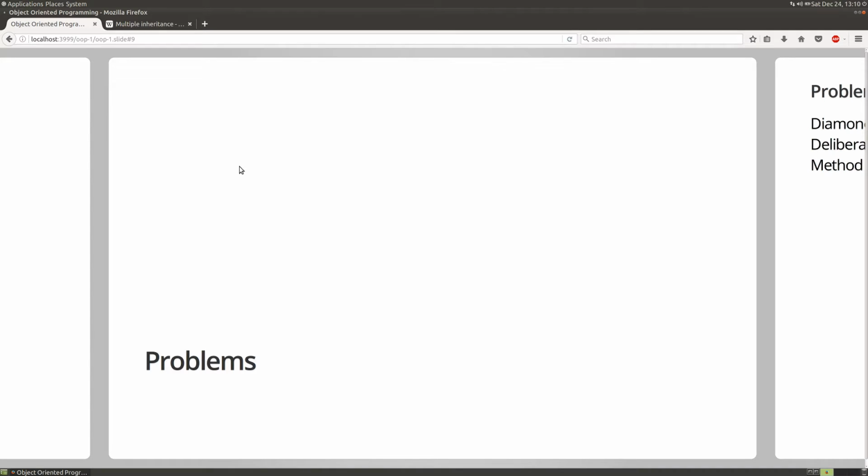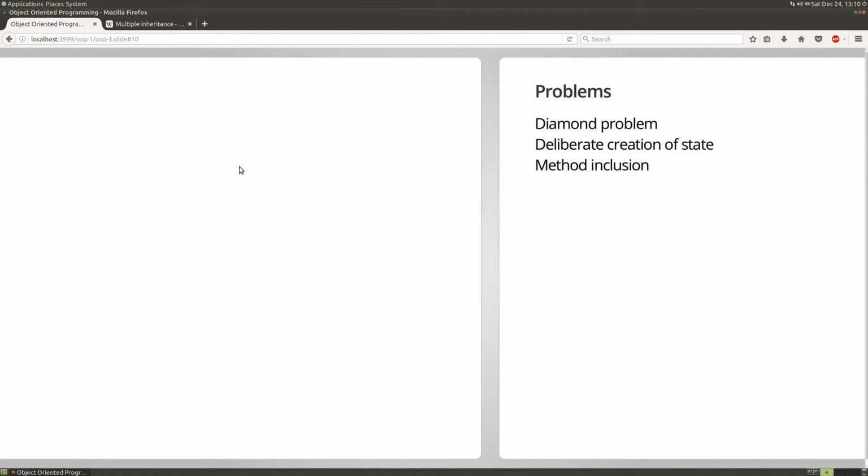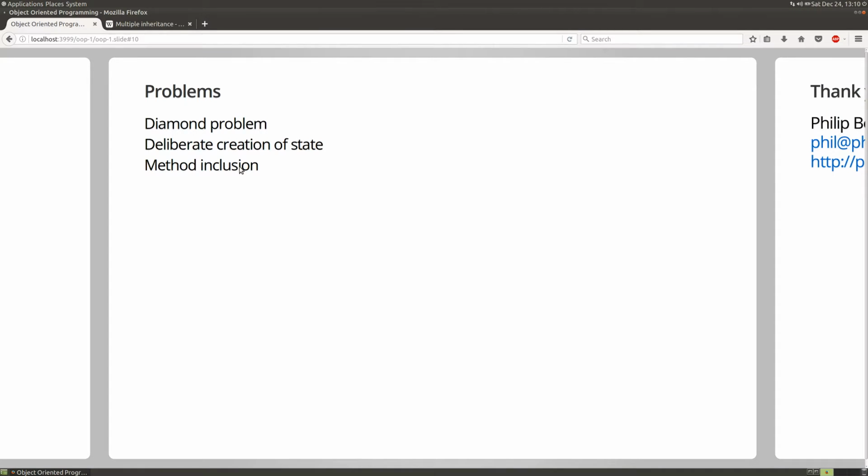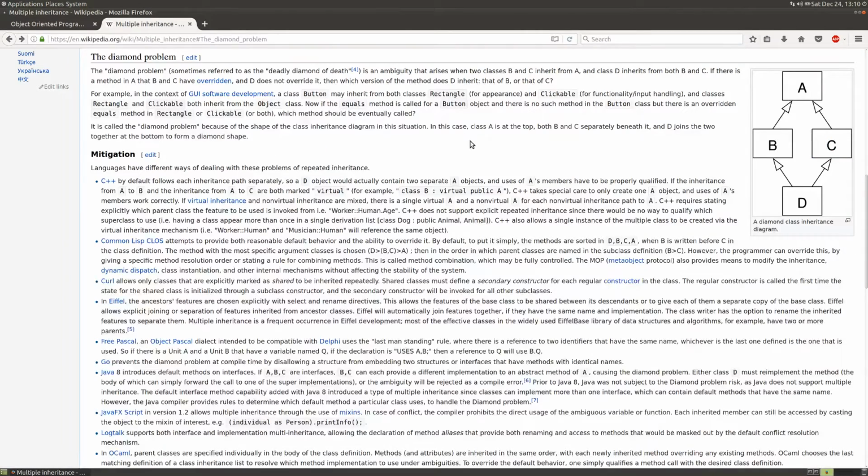There are problems associated with any way that you put a program together. And so let's just take a look at a few of them. One is called the diamond problem. And I'm just going to pull up the Wikipedia page here. And this diagram is a perfect illustration.